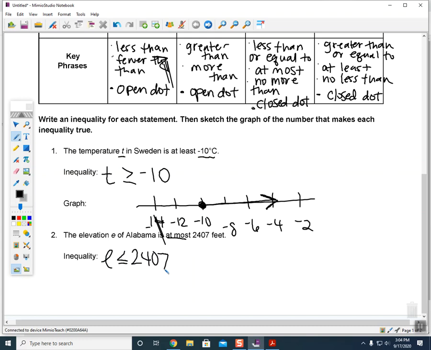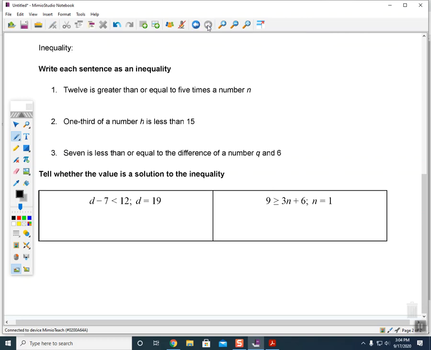If I were to graph this on a number line, it'll be a closed dot because it's at most, it's less than or equal to. My arrow is going to point to the left. That's not a very good arrow, but you know what I mean. Okay, my arrow will point to the left.